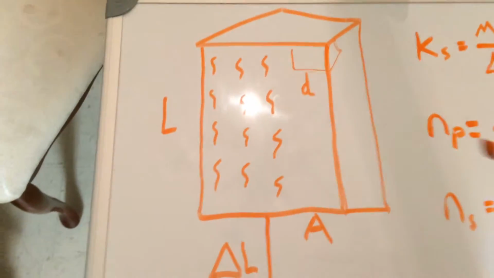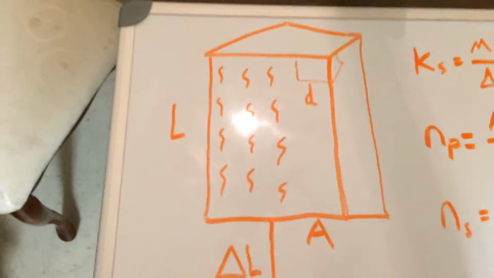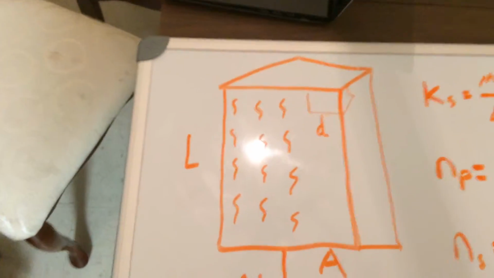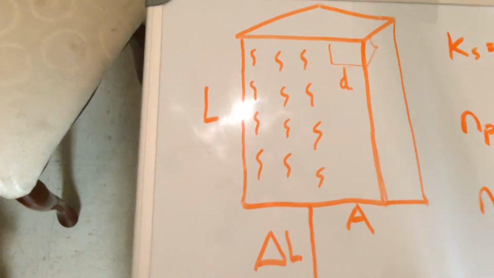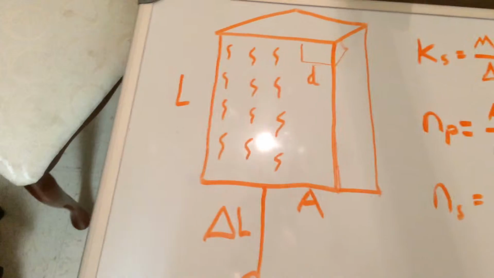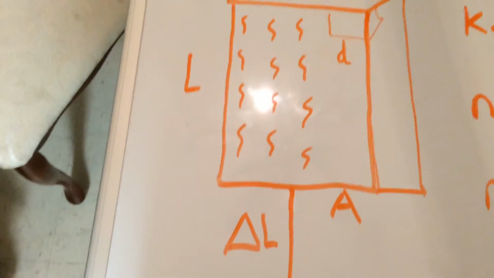When springs are in series, they are stretched twice as long, and when they are in parallel, they are stretched half as long, making parallel stronger than series.